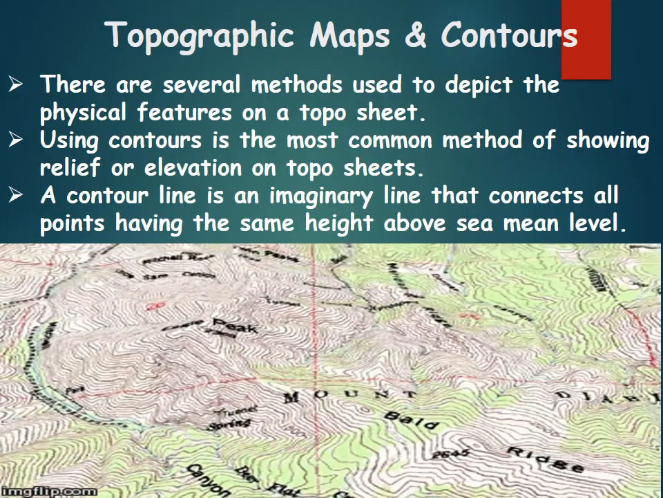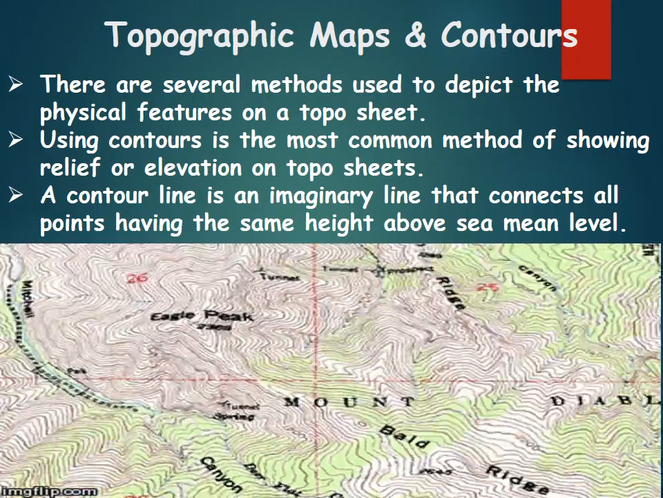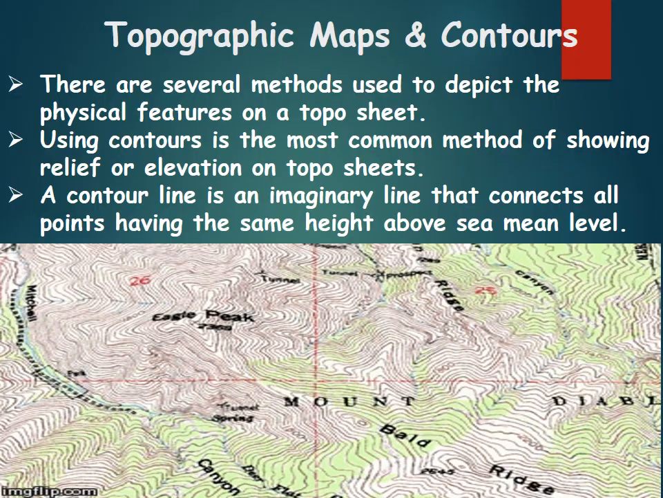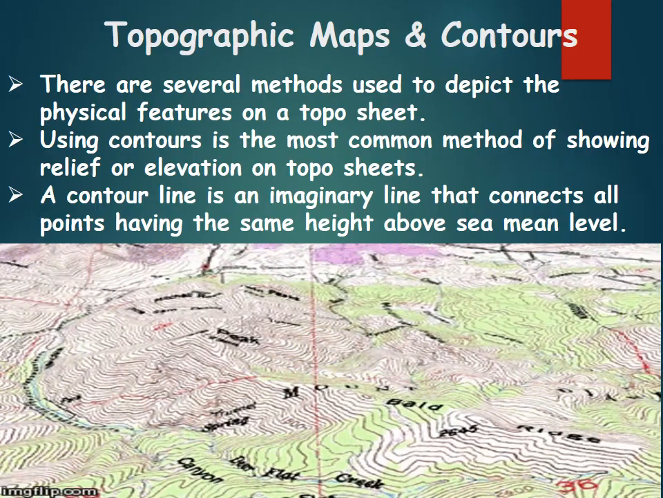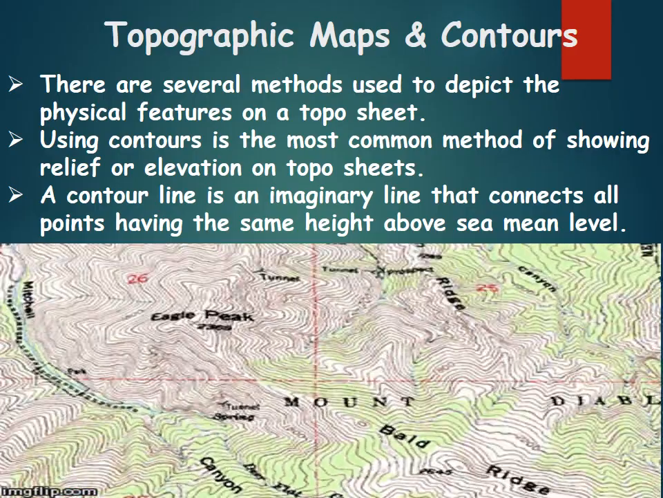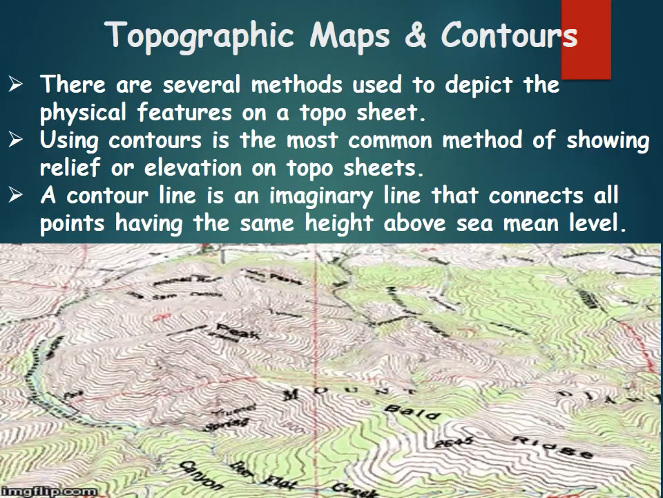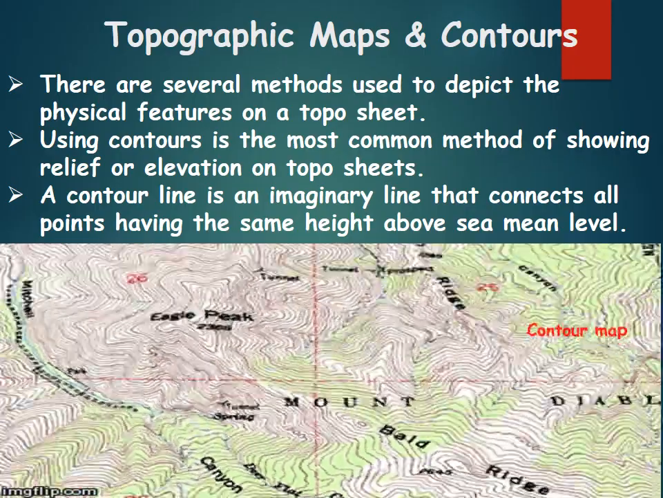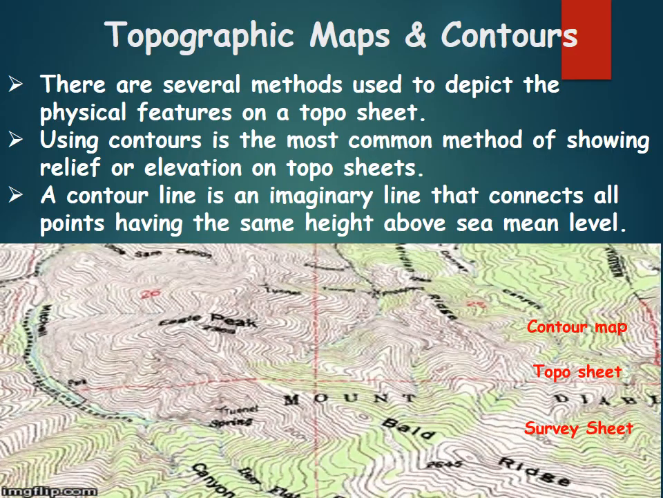As I told you, there are several methods which are used to depict the physical features on the topo sheet. Using contours is the most common method of showing relief or elevation on topo sheets. A contour line is defined as an imaginary line that connects all points having the same height above mean sea level. That is the reason these topo sheets are also called contour map, topo sheet, or survey sheet.